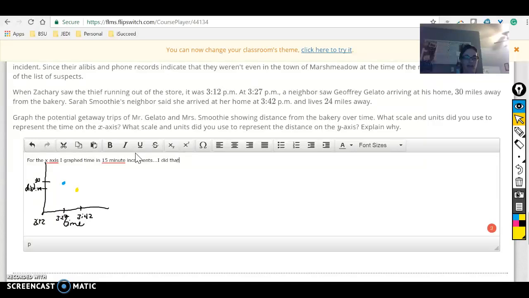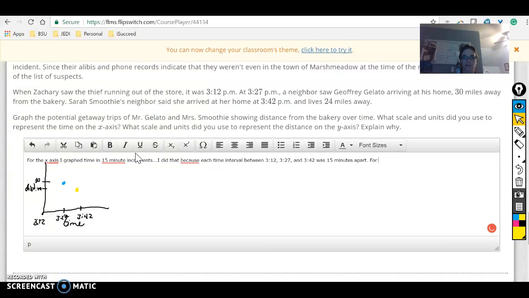And why did I do that? I did that because each time interval between 3:12, 3:27, and 3:42 was 15 minutes apart.